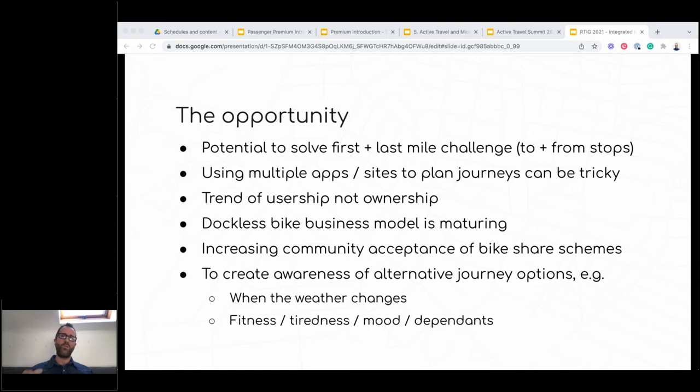We thought in this there might be an opportunity to create an awareness of alternative journey options as well. We were aware from the data we were collecting within the apps that not everyone travels to a destination and back again with the same mode. Your level of fitness has an impact on that. Your temporal condition, your tiredness, your mood, whether you've got dependents, are all really good reasons why users of applications might choose alternative modes, or would benefit from being aware of alternatives within the same experience.